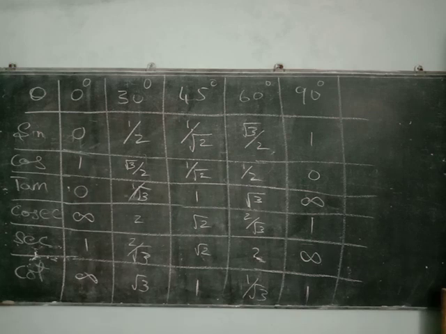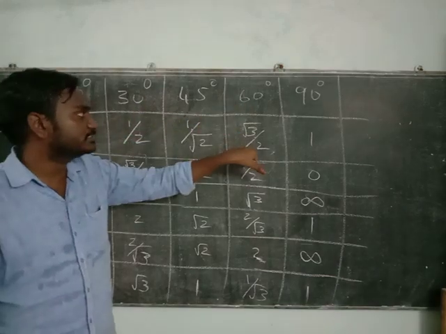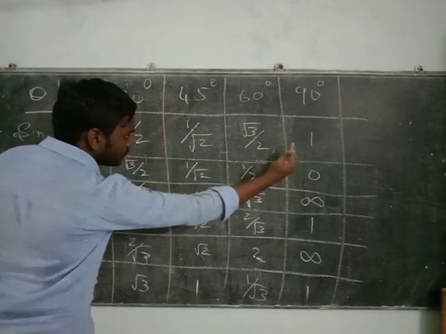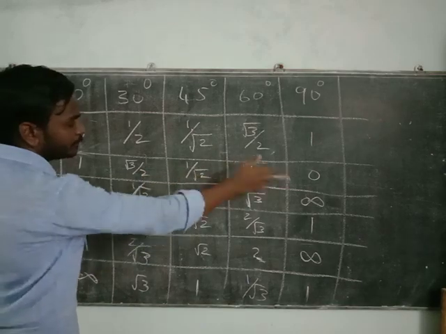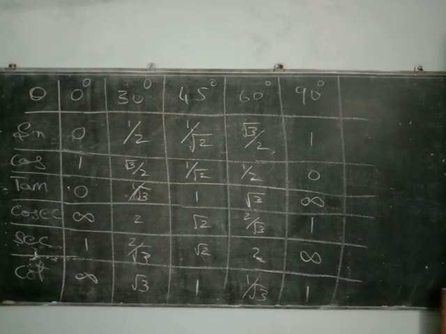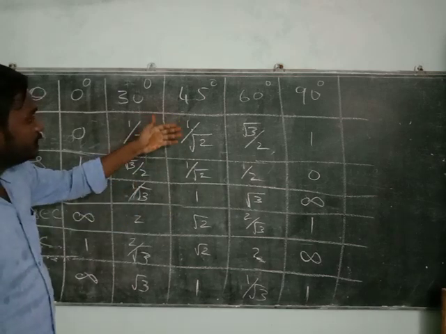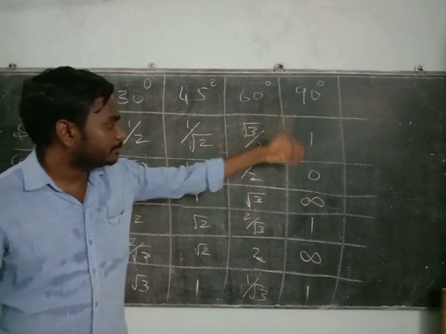So let me recall this once again. You have to remember only sine values. Sine 0 is 0, sine 30 is 1 by 2, sine 45 is 1 by root 2, sine 60 is root 3 by 2, sine 90 is 1. When you write the values from the back side, you will get cos values: 1, root 3 by 2, 1 by root 2, 1 by 2 and 0. Tan theta is sine by cos: 0 by 1 is 0, 1 by 2 divided by root 3 by 2 is 1 by root 3, 1 by root 2 divided by 1 by root 2 is 1, root 3 by 2 divided by 1 by 2 is root 3, 1 by 0 is infinity.